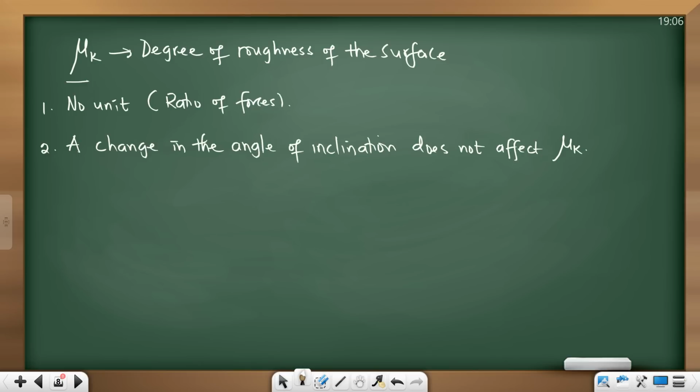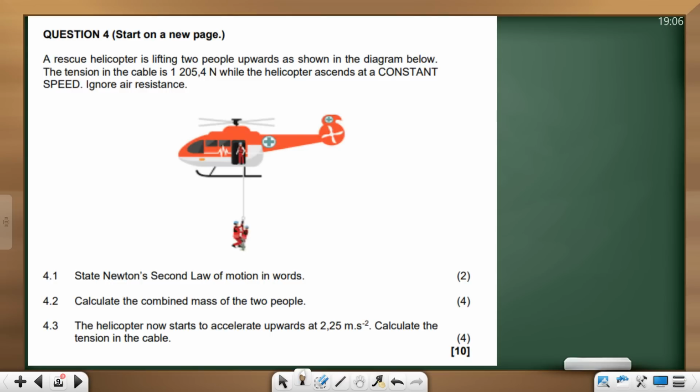Okay. All right. Guys, a change in the angle does not affect what? The coefficient, because it's still the same surface. It's as rough as it is. If you do nothing to the surface, nothing happens to what? The coefficient of friction. Whether I change the angle or not. Yes, friction is affected, but not coefficient of what? Friction.